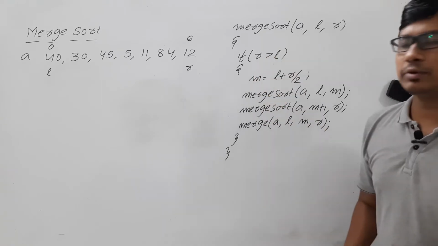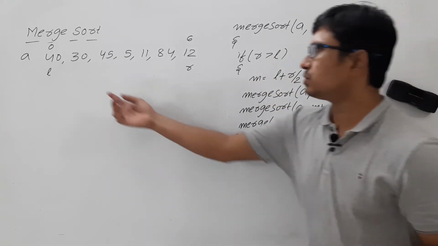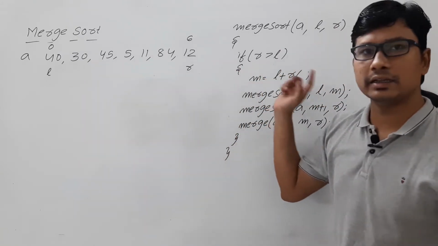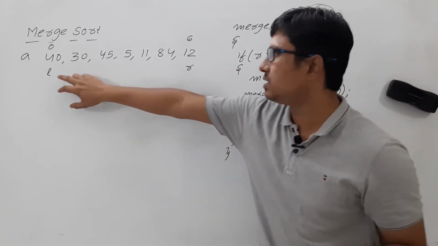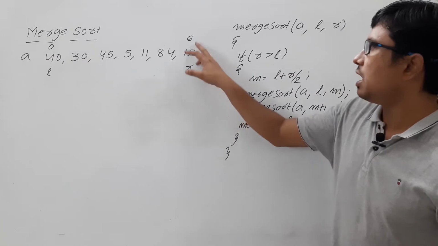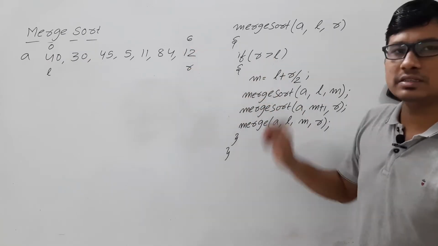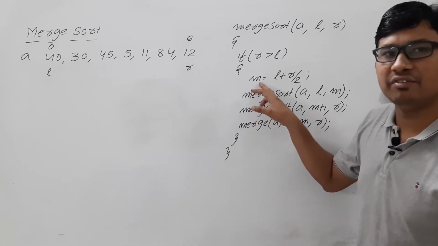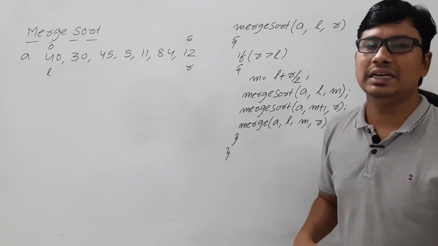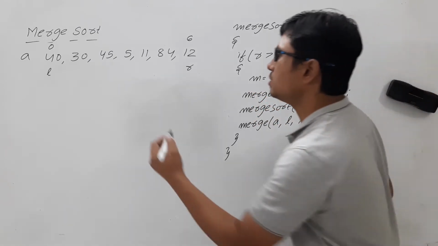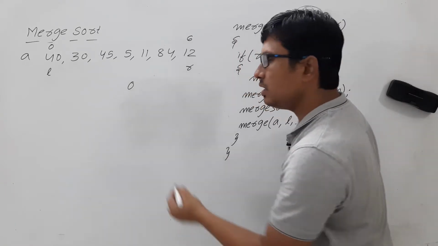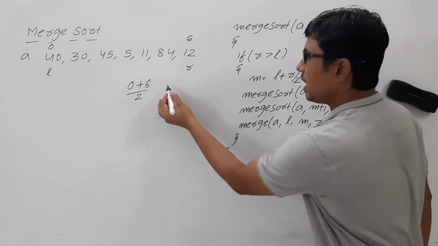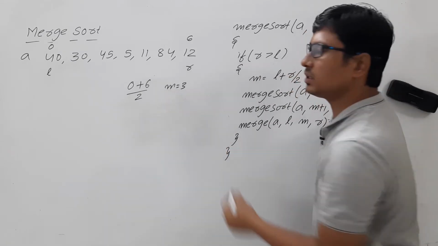Okay, so now let me do the process. L is less than R here, so R is greater than L. The condition is satisfied because L value is equal to 0, R value is equal to 6, and 6 is greater than 0. So I have to compute the M value. M is equal to (L plus R) by 2. The L value is 0, the R value is 6, so 0 plus 6 by 2, I will get the M value equal to 3.